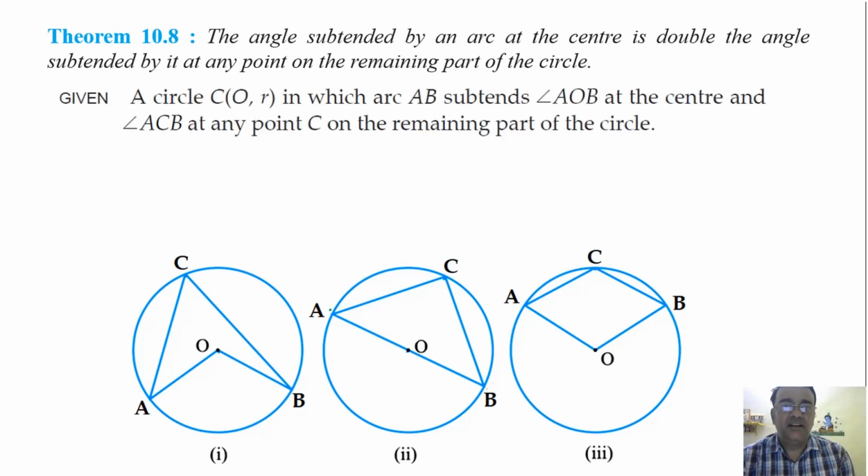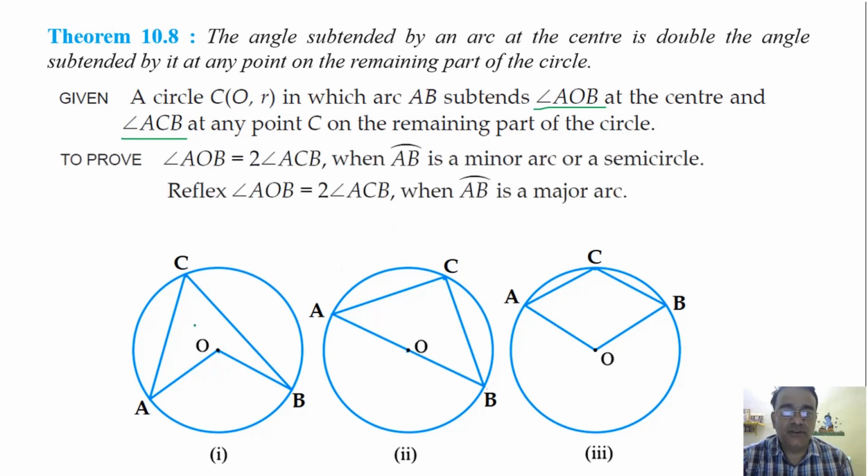So first, a circle with center O and radius R in which arc AB subtends angle AOB at the center and angle ACB at any point C on the remaining part of the circle. And what we have to prove? Angle AOB is 2 times of angle ACB when AB is minor arc or semicircular arc. And in the third case, reflex angle. This is reflex angle. Why? Because it is more than 180 but less than 360. So this angle is equals to 2 times of angle ACB where AB is a major arc.